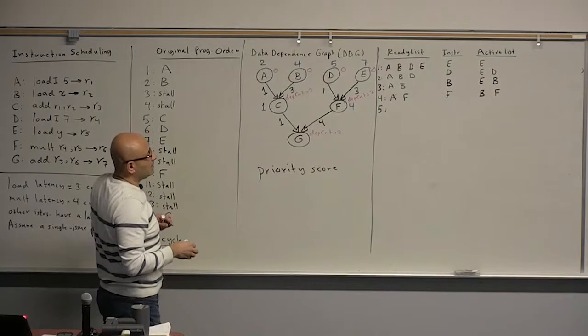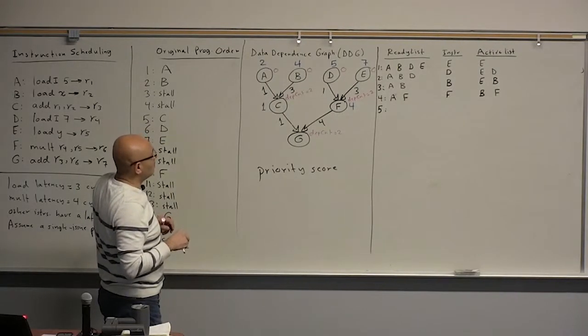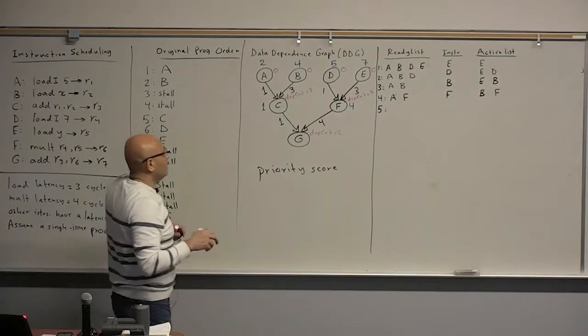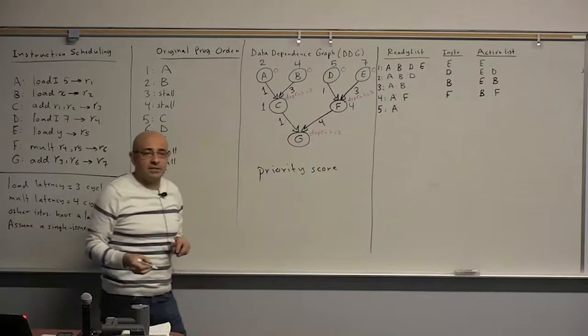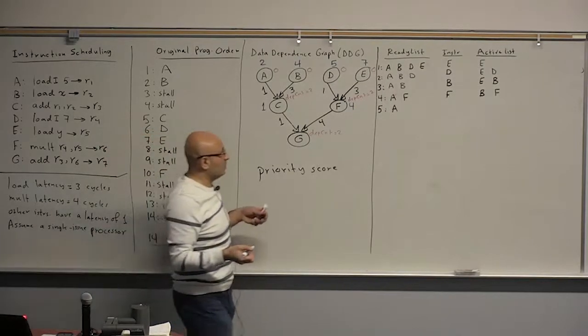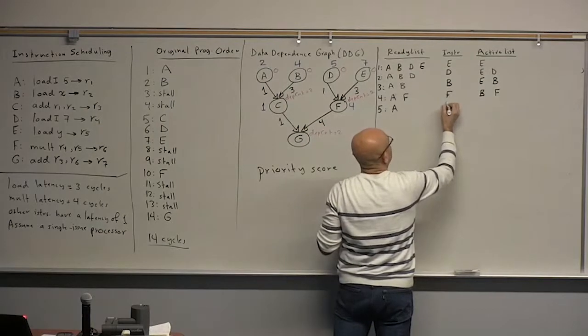what do we have active in cycle 5? What do we have ready in cycle 5? Just A. Yeah, so A is the only instruction that is ready. Now, if A is the only one that is ready, we have no choice. So we'll just pick A. So A is the instruction that we pick.